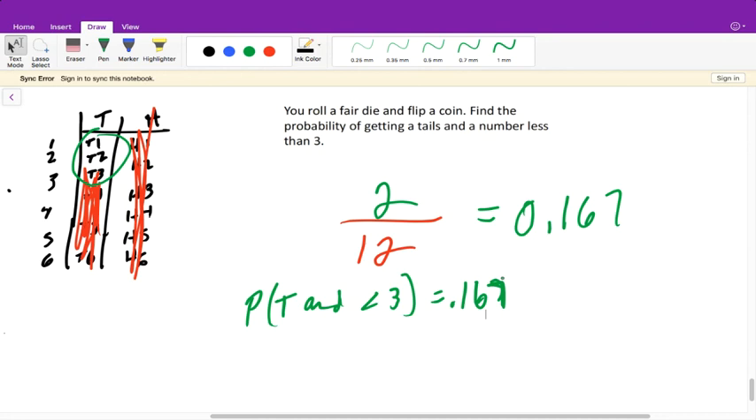you could have just thought about this one logically. You know that flipping a coin, there's 2 options, rolling a die, there's 6. So you know you have 12 total options. And because we only are focusing on when it's a tails, we don't worry about any of the heads. So then when we're saying less than 3, well, there's only 2 times we can get a tails and less than 3. So you could have just done this one logically as well.